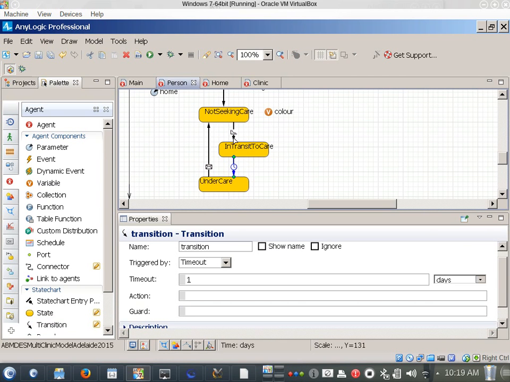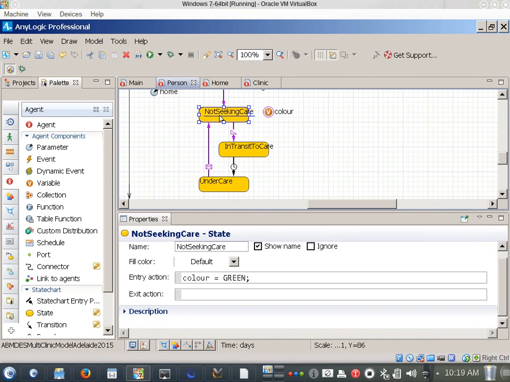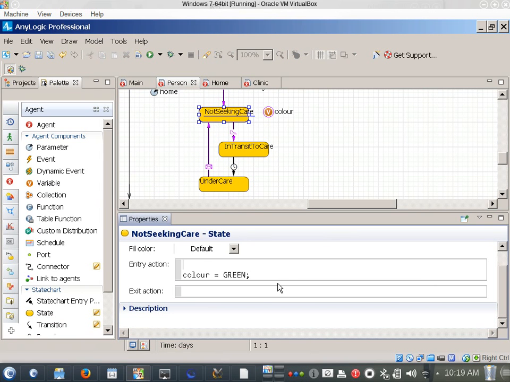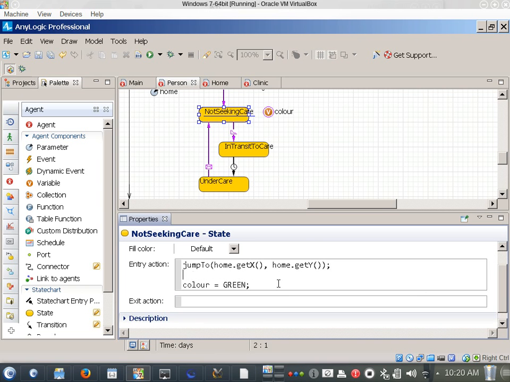Ladies and gentlemen, I'd like you to go to the entry point to not seeking care here. The entry point to this should now include the code jump to, or you can just say jump to home.getX, home.getY. Okay? Great.